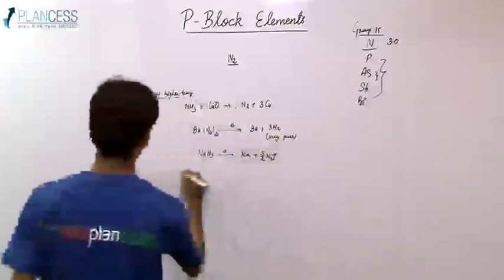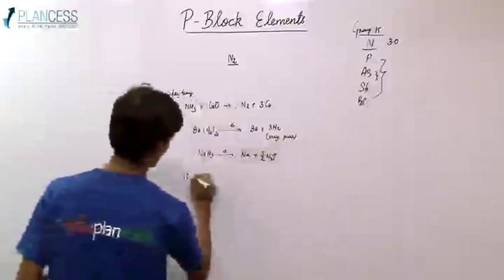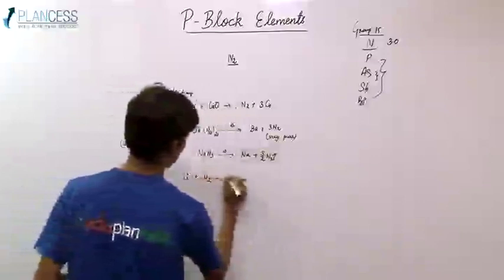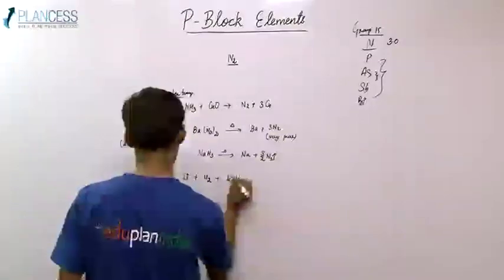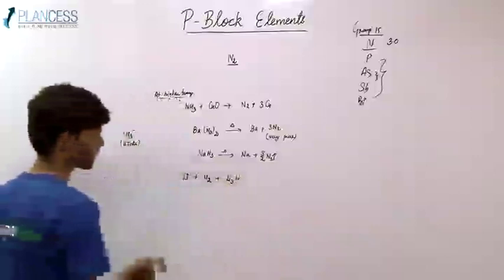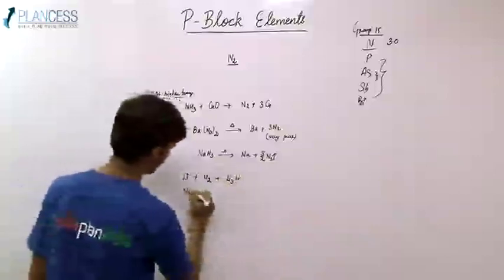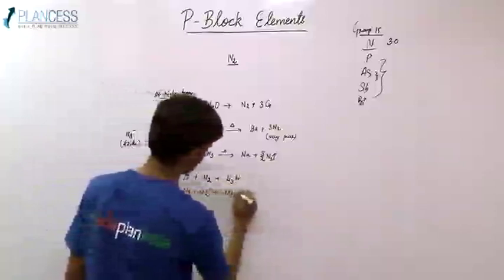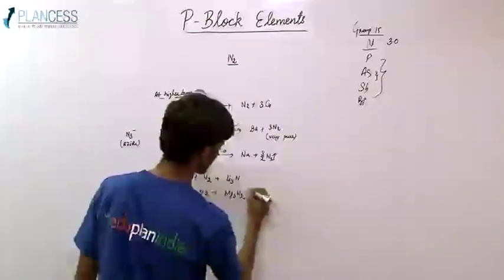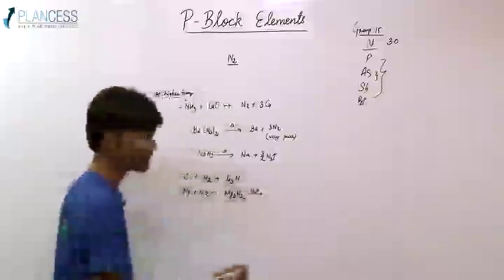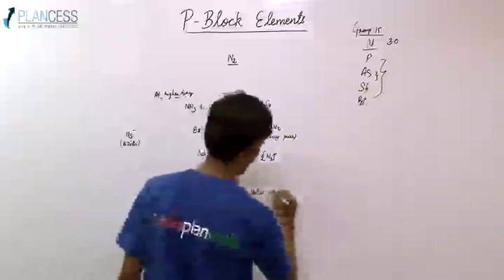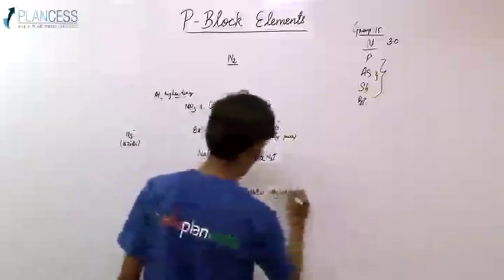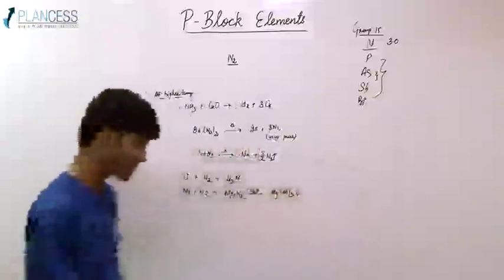So for example, lithium reacts with nitrogen to form Li3N, that is lithium nitride. So this was the example, and Mg also reacts with nitrogen to form Mg3N2, which on hydrolysis gives Mg(OH)2, which is a white precipitate.